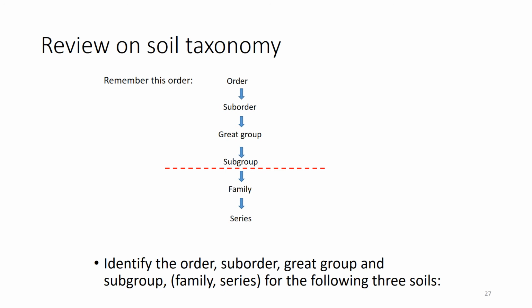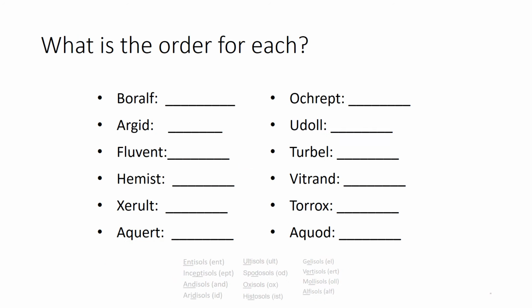Let's practice on some soils. If I were to give you those long soil names and each one of them ended with these words, what soil order would you say belongs to Boralf? Alfisol, that's right. What soil order belongs to Argid? If it ends in id, that means it's Aridisol.